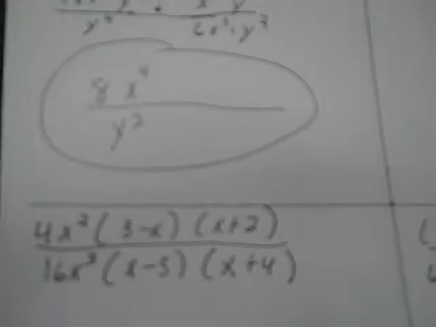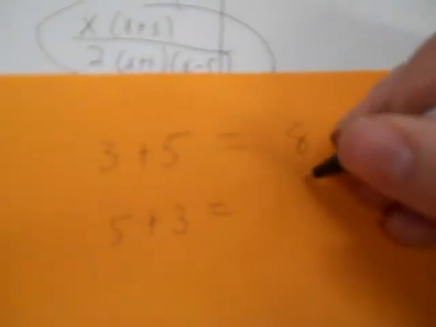Okay, now I need to take you to something. You don't need to write this down. 3 plus 5 is 8, and 5 plus 3 is 8. So the order of addition doesn't matter. 5 minus 3 is 2, but 3 minus 5 is negative 2. So with subtraction, the order that they're in matters. So just know that. Okay.